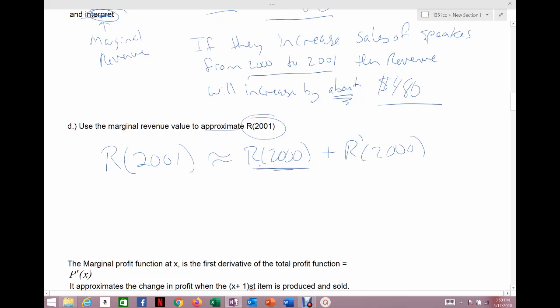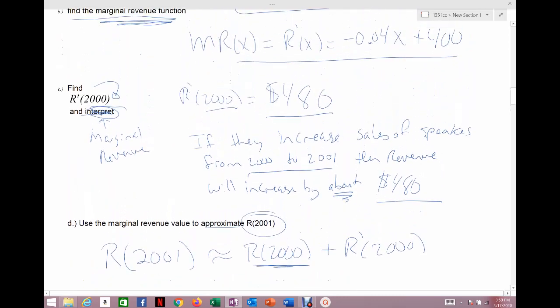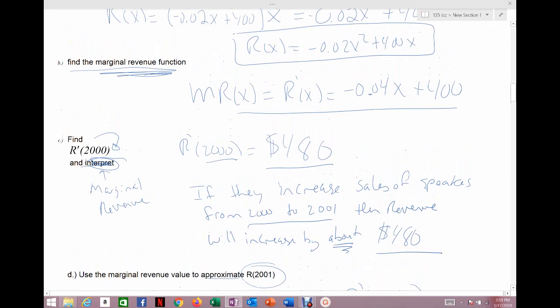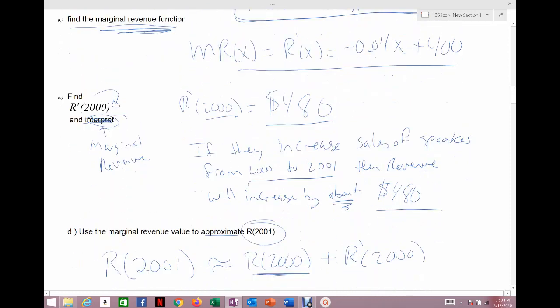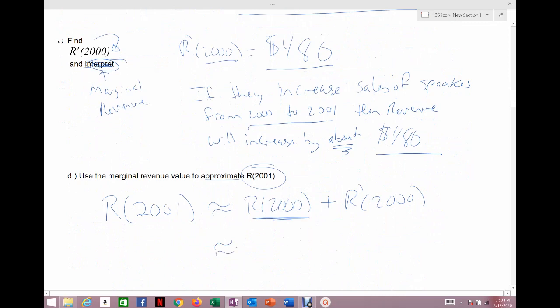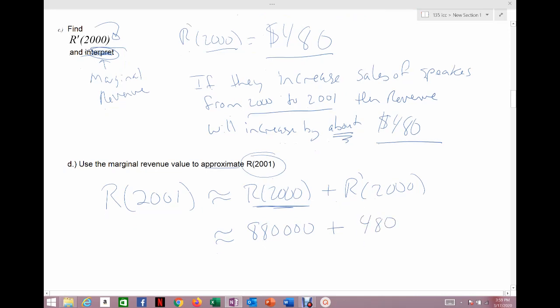Alright, so I do have to go and plug that one back into my original revenue equation. So I got to go back up here and plug in 2000. Alright, so I'm going to take 2000 into my revenue equation. When you do that, it should come out a fairly big number, 880,000, and then the approximate additional revenue to produce the next item is 480.